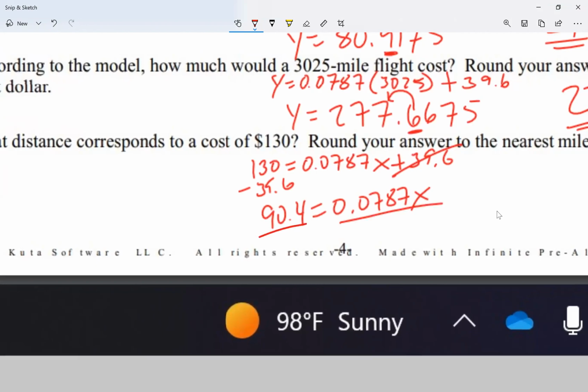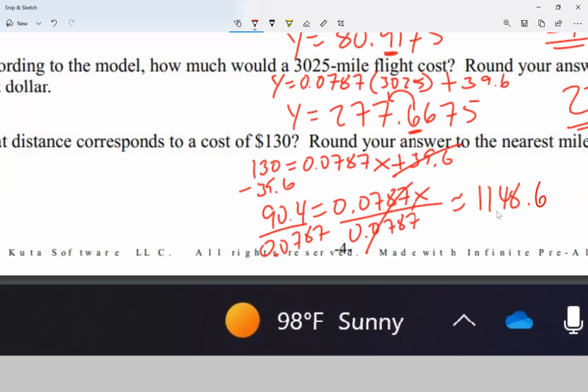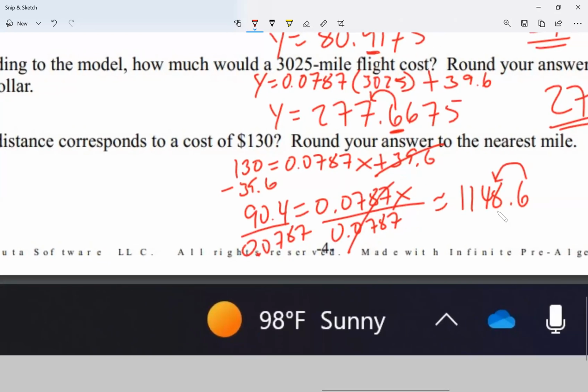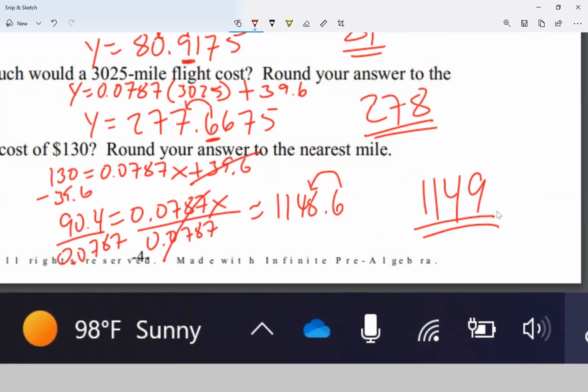Let me divide by that long decimal. 90.4 divided by 0.0787, it tells me is 1,148 point, and then there's a 66582. So let me just write my first 6. It says round it to the nearest whole number. This first decimal number is big enough. So I'm gonna say my answer is 1,149. I mean 1,149 miles. Good.